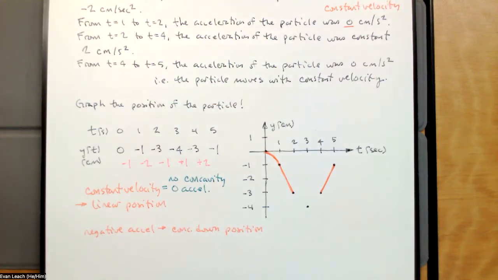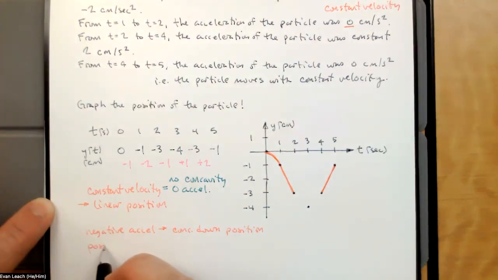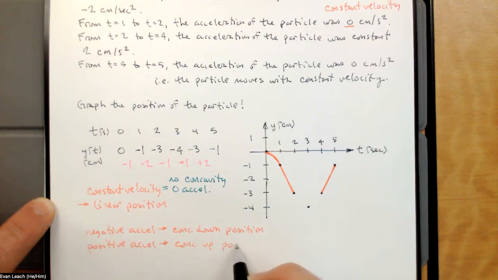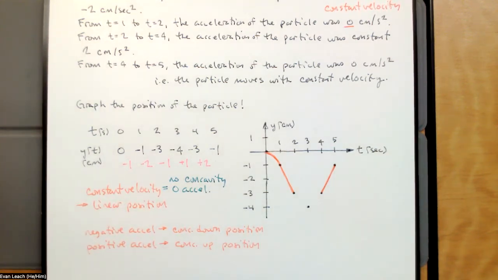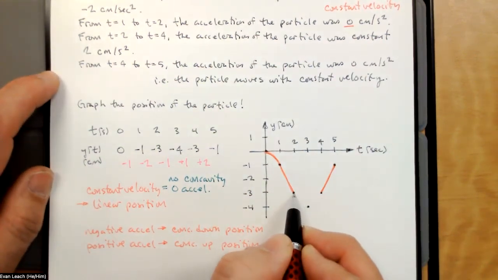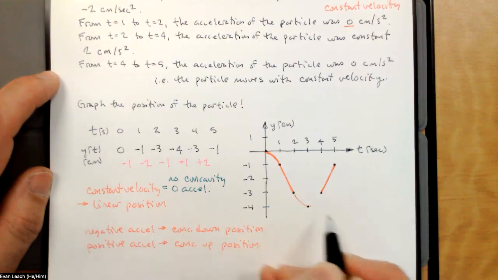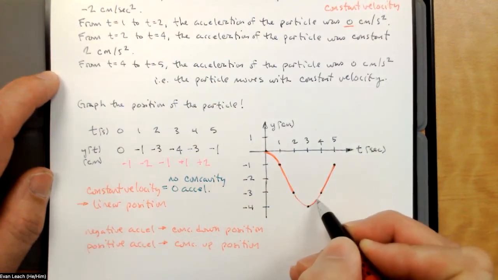When we had positive acceleration between 2 and 4, we should see the graph be concave up. So for positive acceleration, our position will be concave up. Now, on that section from 2 seconds to 4 seconds, the graph does change direction at 3. So we're drawing concave up, decreasing from 2 to 3, and then concave up, increasing from 3 to 4.